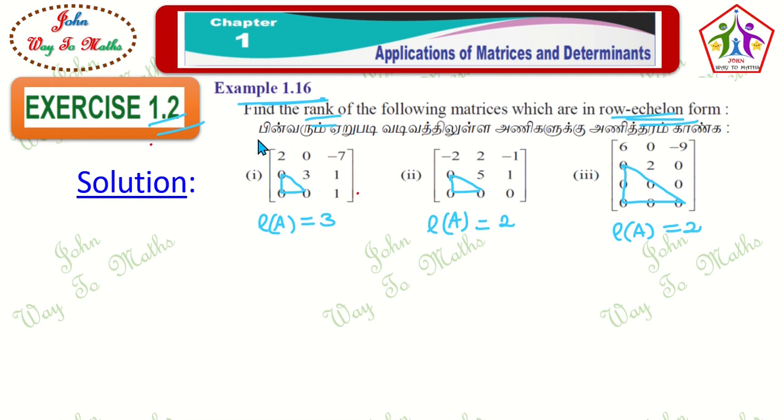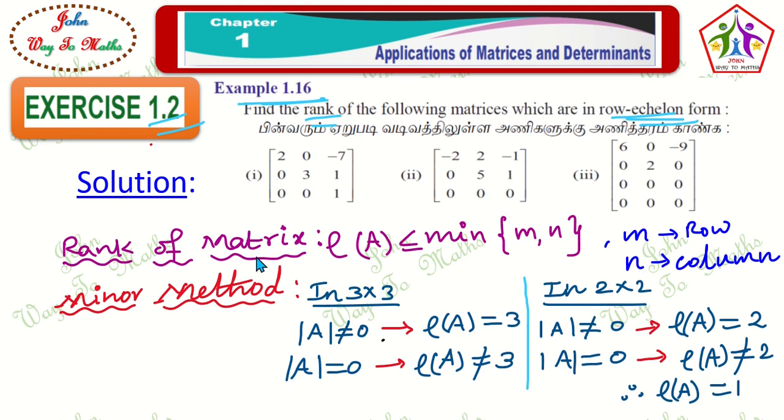Now I am going to use the minor method to find the rank of the matrix. We know that the rank of the matrix, denoted as rho of A, is less than or equal to the minimum of m comma n, where m is the number of rows and n is the number of columns. Then, minor method: first I am going to choose a 3 by 3 matrix such that the determinant does not equal 0. Then the rank of the matrix rho of A equals that order, 3.